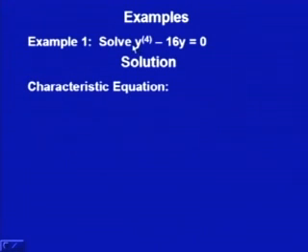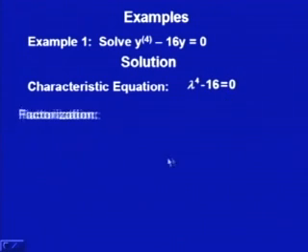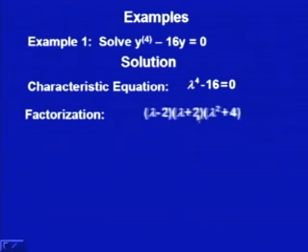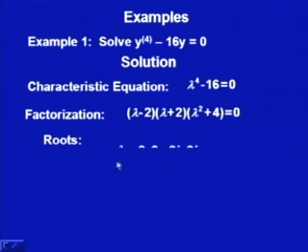The characteristic equation is lambda to the power n plus a n minus 1 lambda to the power n minus 1 and so on. So, here we will get lambda to the power 4 minus 16 is equal to 0. Now, factorize this: lambda minus 2, lambda plus 2, into lambda square plus 4 is equal to 0. Thus, we get the roots as 2, minus 2, and minus 2i and plus 2i. So, we are getting 4 roots where 2 roots are real and distinct, and the 2 roots are complex conjugates.